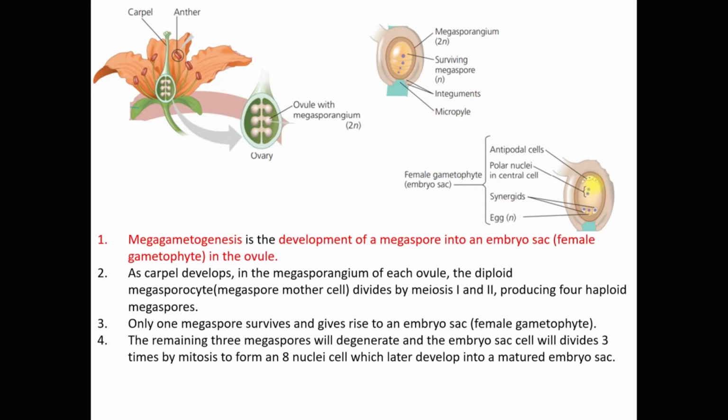This mature embryo sac has 8 nuclei. You can see here the 8 nuclei: the 3 antipodal cells, 1, 2, 3, and then 2 polar nuclei in the central cell, and 2 synergid cells. And an egg, a haploid egg, that is being squeezed between the 2 synergid cells.